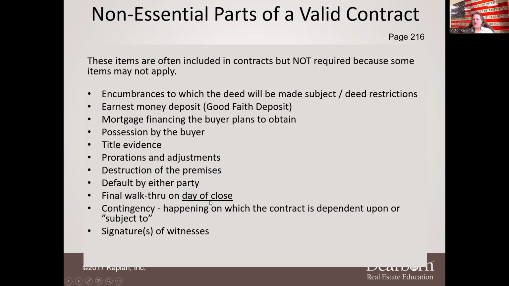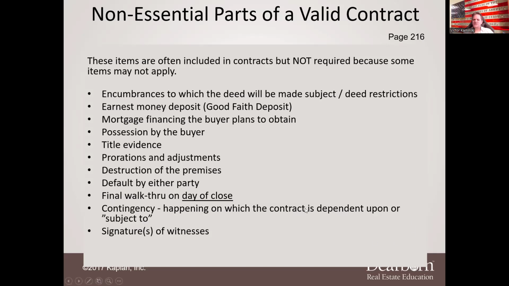A right to a final walkthrough, which we should do on the day of closing. We do walkthroughs, but we usually don't write it in a contract. And contingencies would be listed in a contract. It's important that if you do have any contingencies that they be added to a contract, but you can be submitting an offer that's totally contingency free.